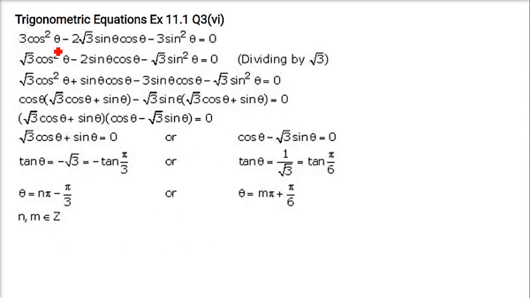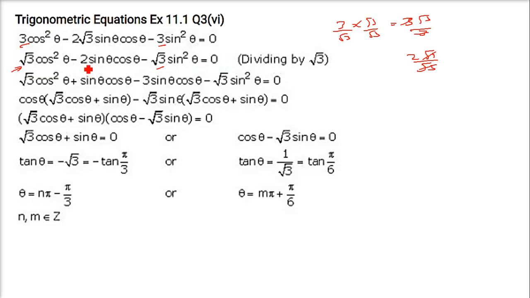3cos²θ − 2√3 sinθ cosθ − 3sin²θ. Now divide the whole equation by √3. So what do you get here? 3 by √3: multiply both numerator and denominator by √3, you get 3√3 over 3. So you get √3 here. When you divide it by √3, you get a √3. Similarly here, 3 by √3 is √3. And here 2√3 by √3, the √3 will cancel, so you will get 2. So √3 cos²θ − 2 sinθ cosθ − √3 sin²θ = 0. This is what you get.